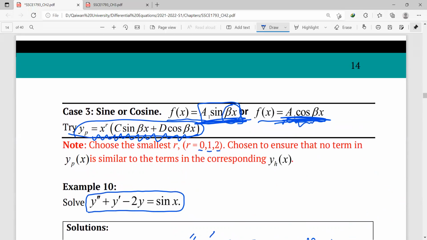You have x to the power r times c sine beta x plus d cosine beta x. That means if the right hand side is either sine or cosine, we choose this one for the particular solution. We don't care whether the right hand side is sine or cosine; in either case, we use the same form.